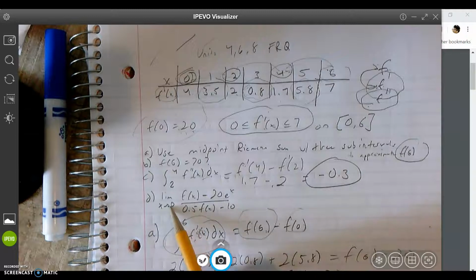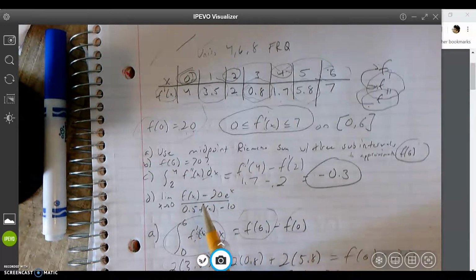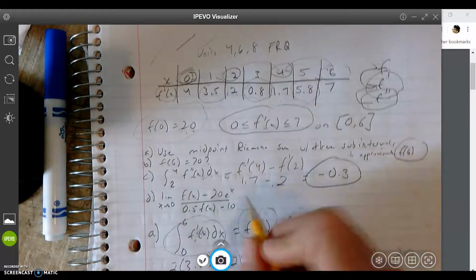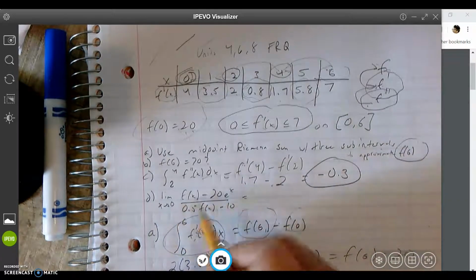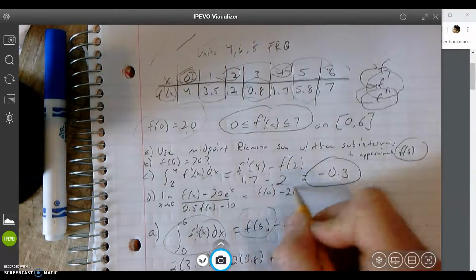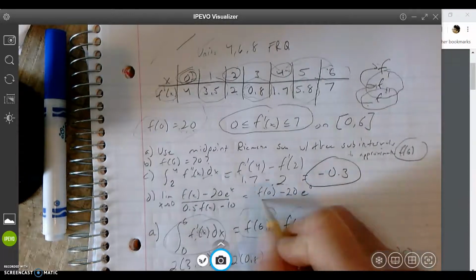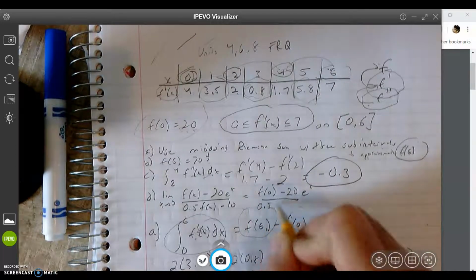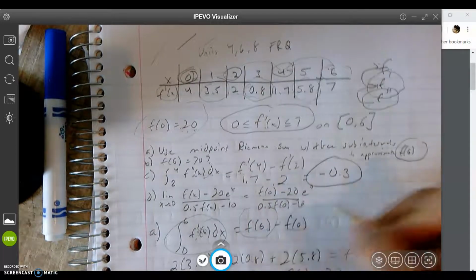Okay, last part, part D. It asks you to find the limit as x approaches 0 of all this fun stuff. Okay, so I'm just using the same principles we know. So the limit as x approaches 0, you just plug in the 0 to start. So that's f of 0 minus 20 e to the 0 over 0.5 f of 0 minus 10.